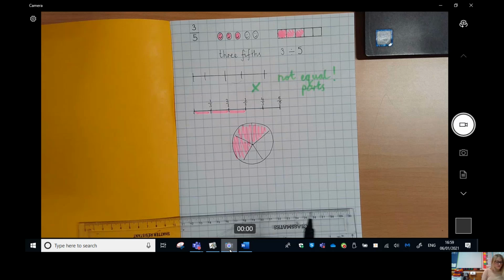Now, they are in groups of 5. So I could do 1, 2, 3. So 3 of the groups of 5 are circled. Now that would tell me 5, 10, 15.